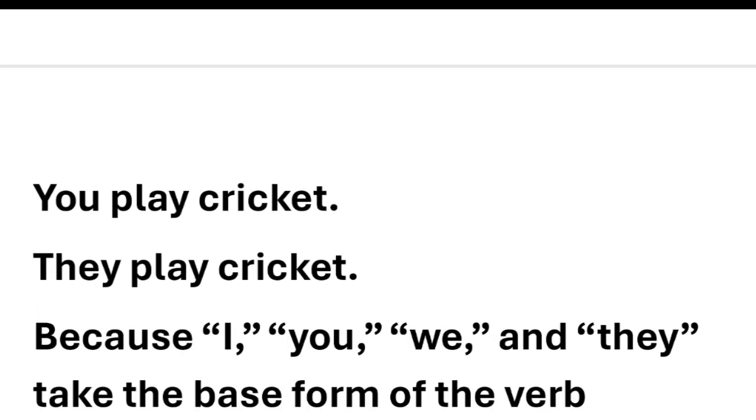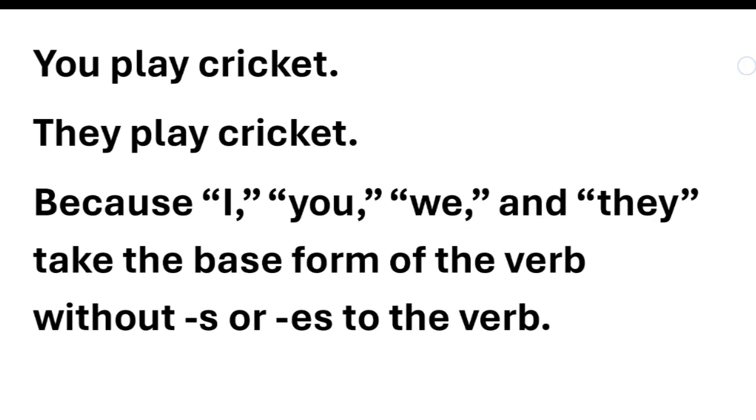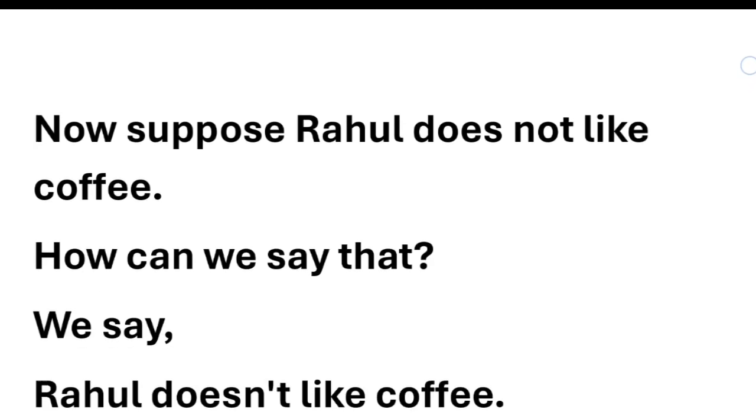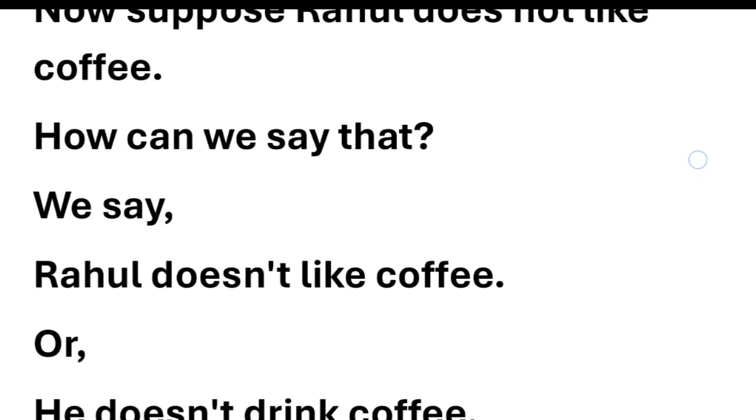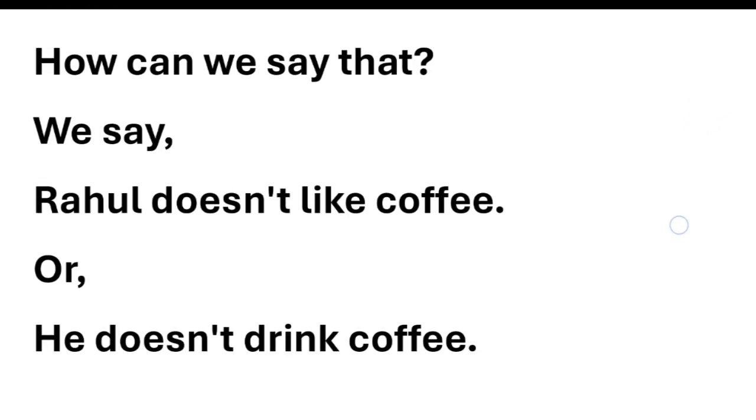But if we have to say I play cricket, we'll always say I play cricket without s, or you play cricket and they play cricket, because I, you, we and they always take the base form of the verb, and that too without s or es. Now suppose Rahul does not like coffee. What if that happens? If we have to say this, how can we say that? We say Rahul doesn't like coffee. Rahul doesn't like coffee, or he doesn't drink coffee.